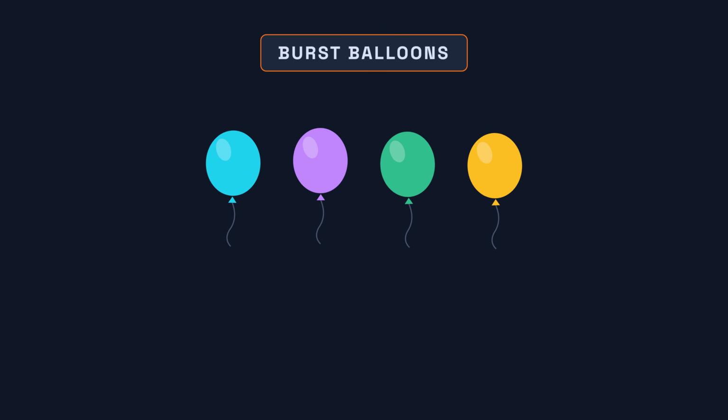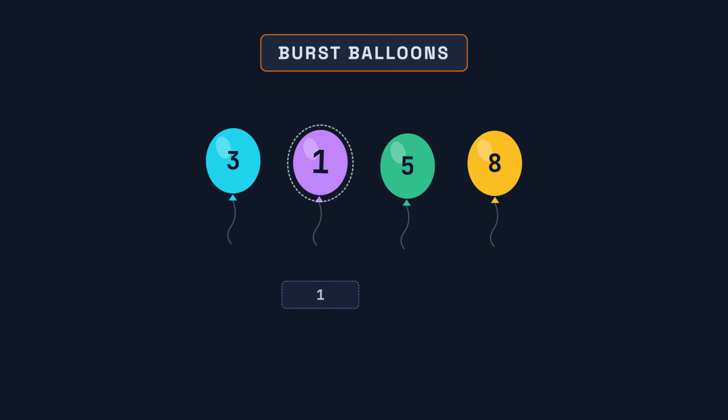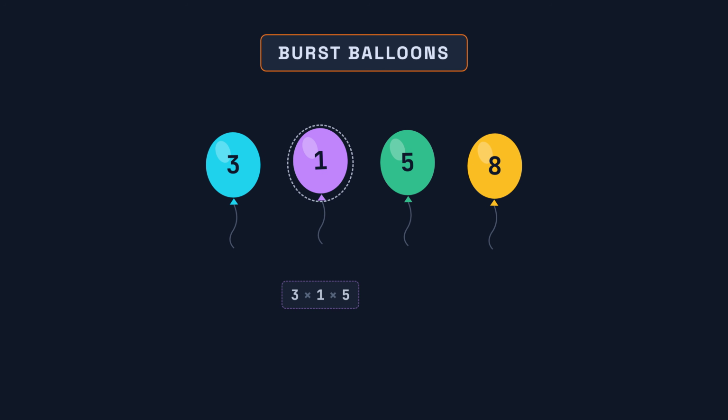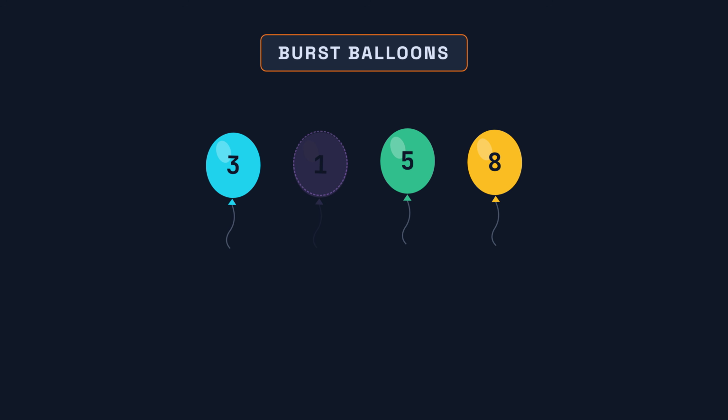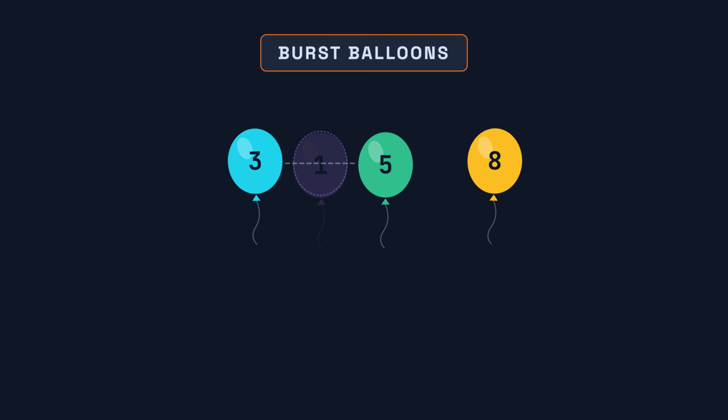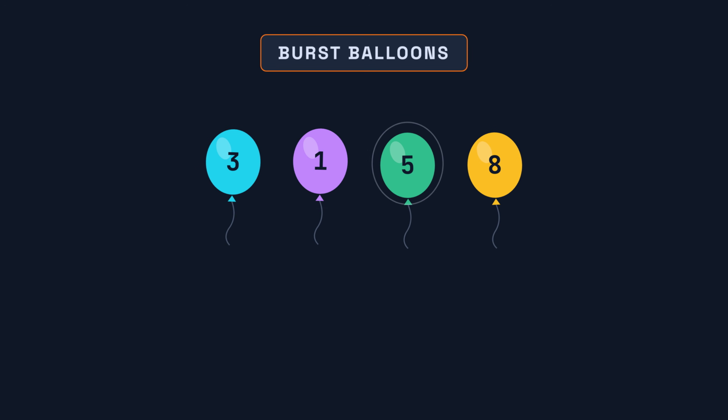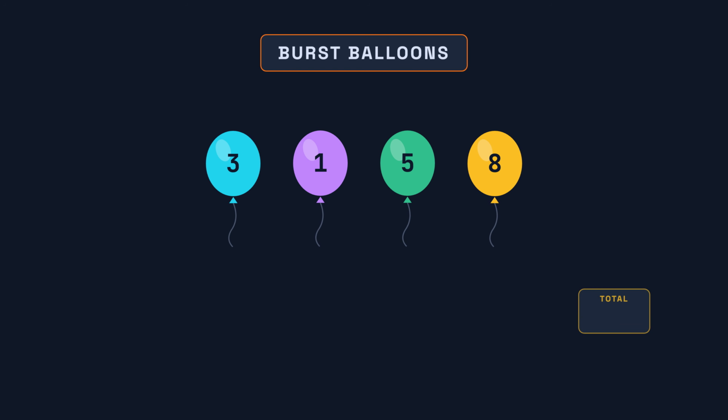Here's the setup. You're given a row of balloons and each balloon has a number on it. When you pop a balloon, you win points. Its number times the numbers on its two neighbors. The popped balloon is gone, so the balloons on either side of it become neighbors. You pop all of them one by one and you want the most points in total.